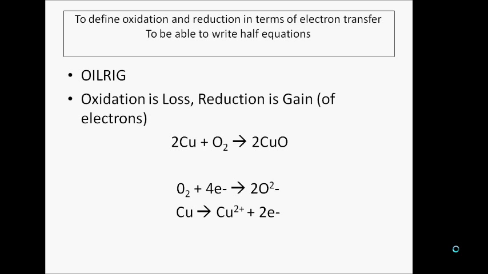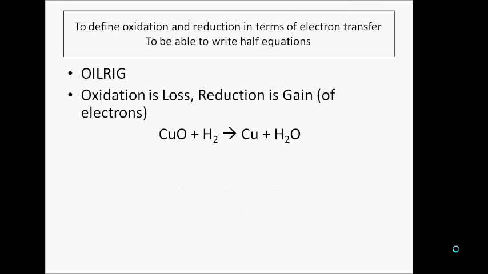Now if you wanted to recombine them, you have to have the same number of electrons on the left-hand side as the right-hand side. On the bottom one for the copper, there's only 2 electrons, whereas on the top one there's 4 electrons. So you have to multiply the bottom equation by 2, which would give you 2Cu to 2Cu2+ plus 4 electrons. And then you can recombine them, which is just adding them together to give the original equation.